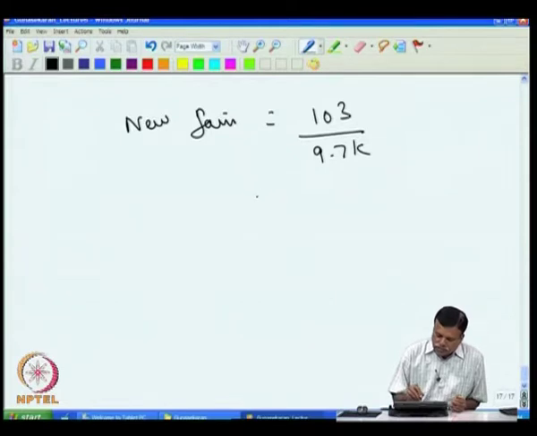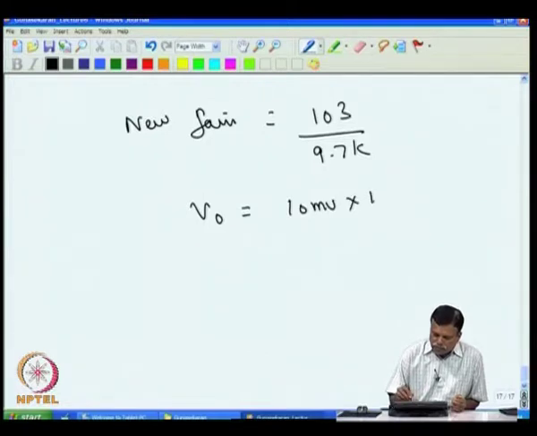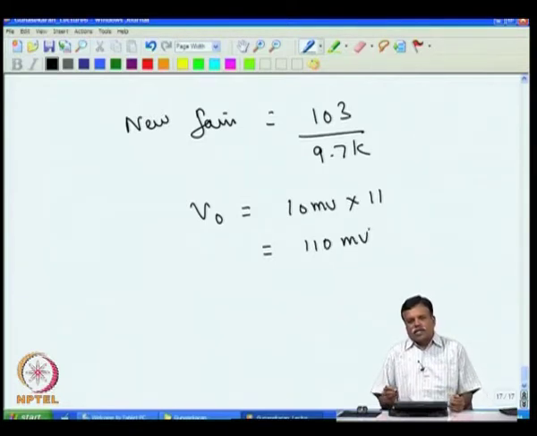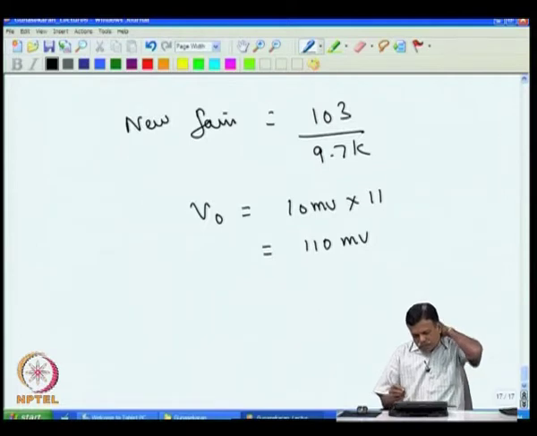So, the actual calculation can be done, and the V output will now be 10 millivolt into this new gain, which will be close to around 11, and then you will get around 110 millivolt. Originally you were supposed to get 100 millivolt, now you are getting 110 millivolt. This is a significant error because the resistance had changed so much.